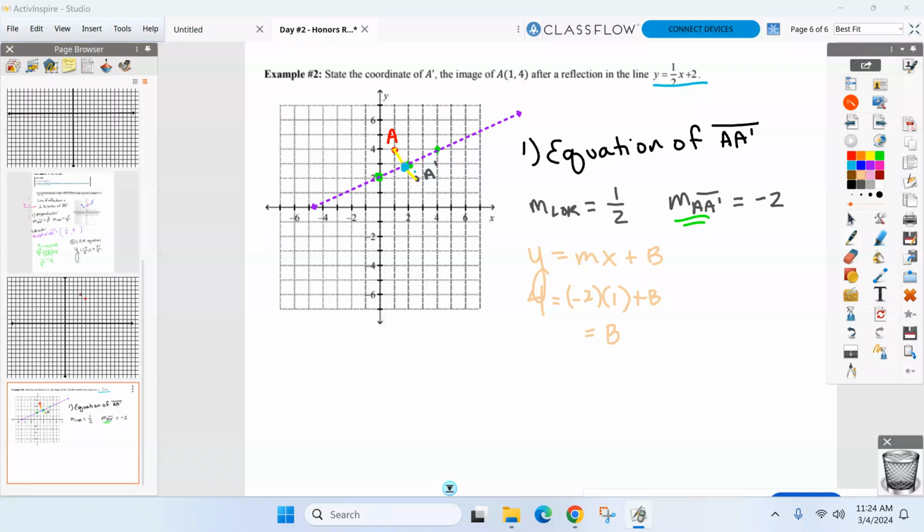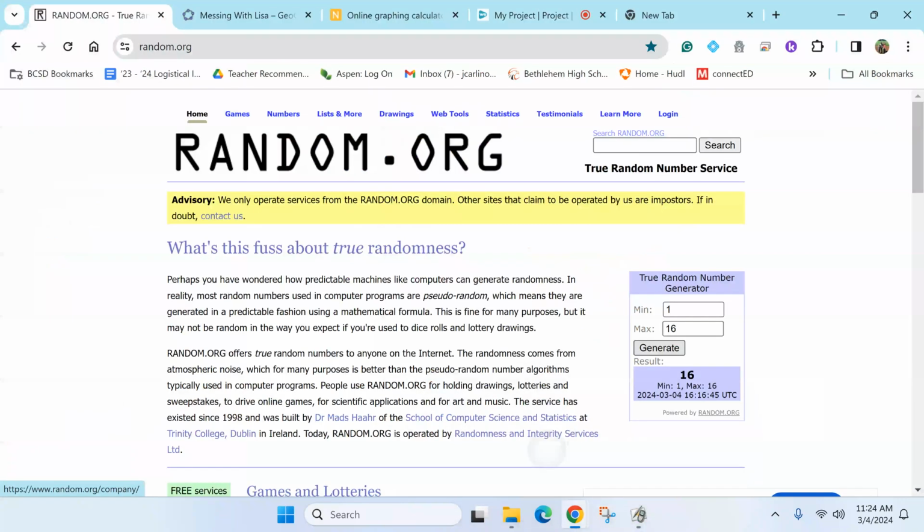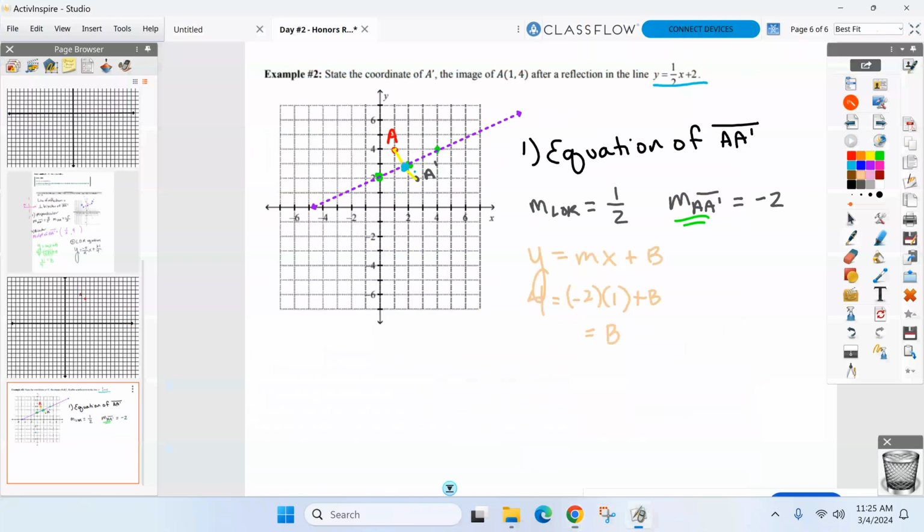When you have b solved for, let me know. 16. Just predicting the future there, Z. All right, so here you go.